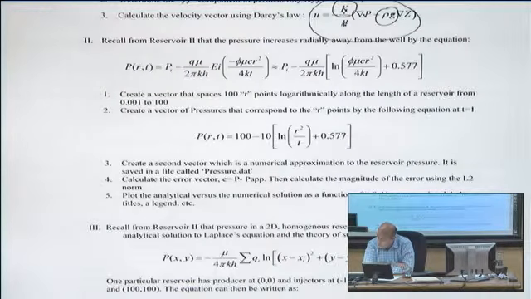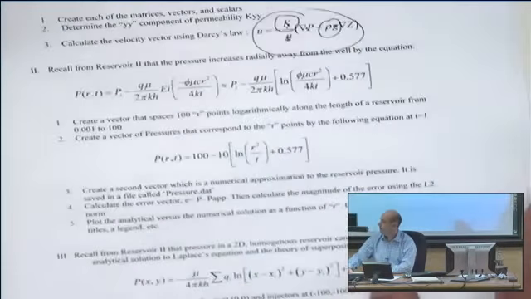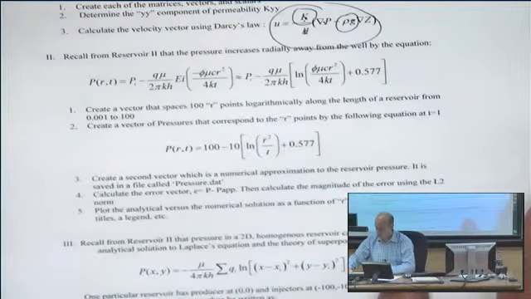Then I ask you to calculate an error vector, p minus p apparent, and maybe calculate the error using an L2 norm. If you forget what an L2 norm is, I'll show it to you when I do the solution. And then 5, plot the analytical versus the numerical solution as a function of r, and use appropriate labels for titles and legend and all that kind of stuff. So there's the problem. Okay, pause it right now and do it yourself.